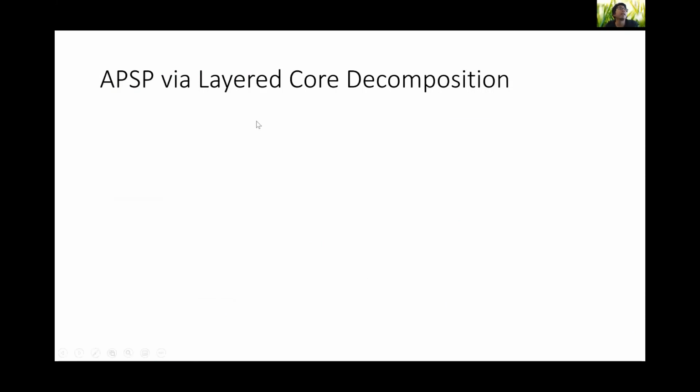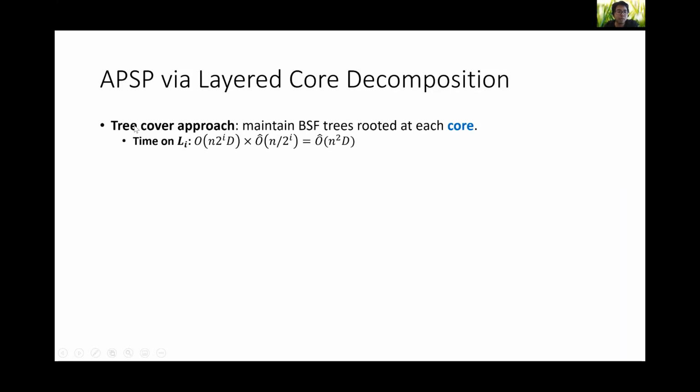And once we have this, we will get APSP from layer core decomposition. The idea is to use the tree cover approach like before. That is to maintain the BFS tree rooted at each core. Let's try to analyze the time. The time on each layer i will be around n squared d, roughly, because this is the time to maintain the ES tree of depth d. And the 2^i comes from the fact that layer i has average degree around 2^i. And now the number of cores in layer i that is ever created is this. And that gives us n squared d.